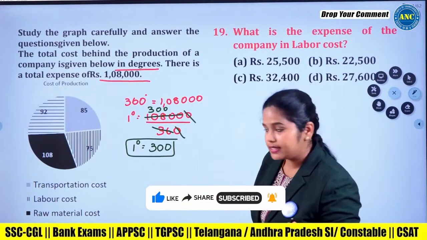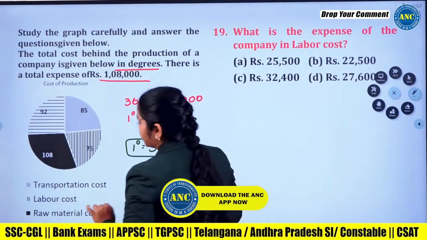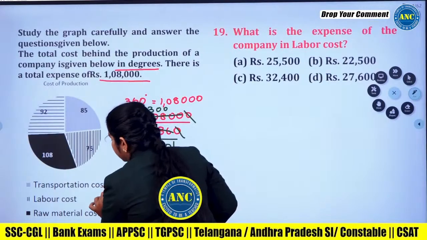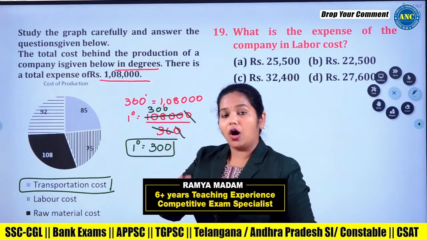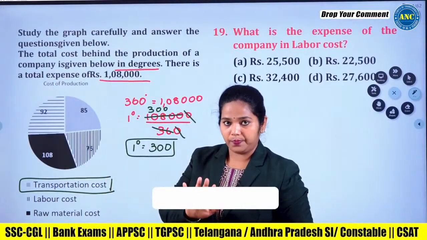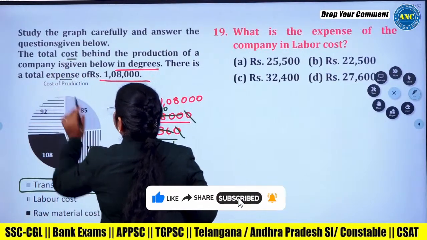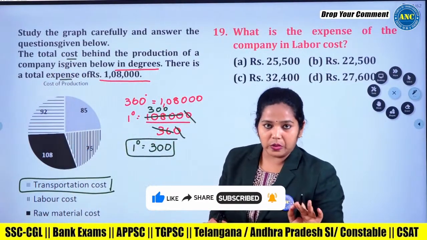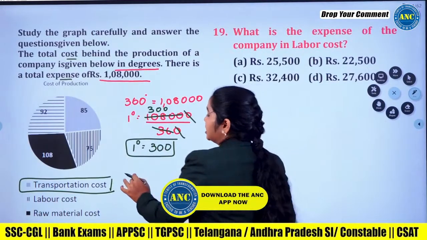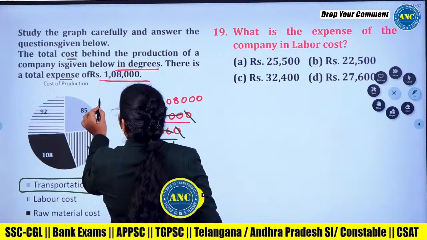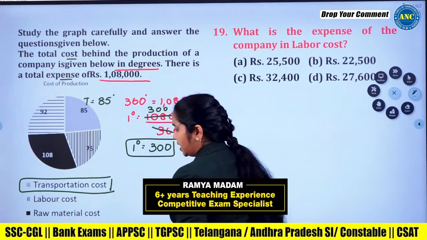Fine. Now coming back to the question, first of all, let us analyze what the data is given. They say the transportation cost, here cost or expense is same. Yes, because there is cost given, there is expense given, you need not confuse them. Cost or expense is same. Okay, so transportation cost is how much? 85 degree. For transportation it is 85 degree.